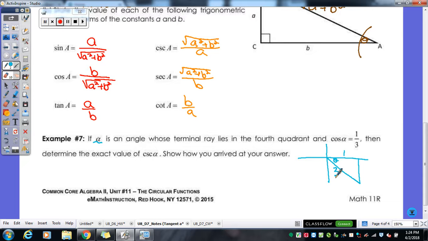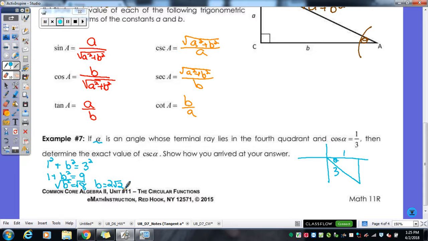It's 3 squared minus 1 squared, so 9 minus 1 is 8. The square root of 8 is 2 radical 2. This is going to represent the side of the triangle that is going down.